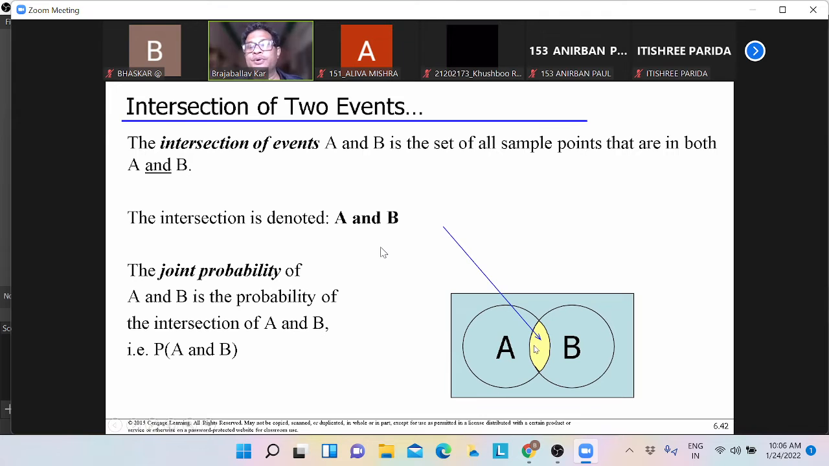This is your joint probability, A intersection B. If there are three sets, A, B, and C, what is A union B union C? What is the formula? Any idea?